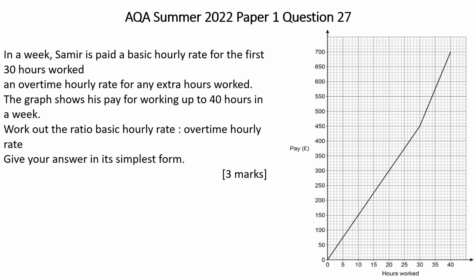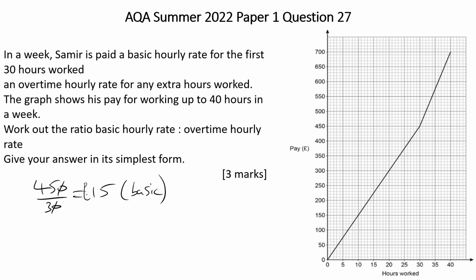Let's take a little look at the answer then. So if we take a look at the basic rate, if we look for those first 30 hours, that takes us up to 450. So if we do 450 divided by 30, remember that's the same as 45 divided by 3, that means he gets £15 an hour for the basic rate.